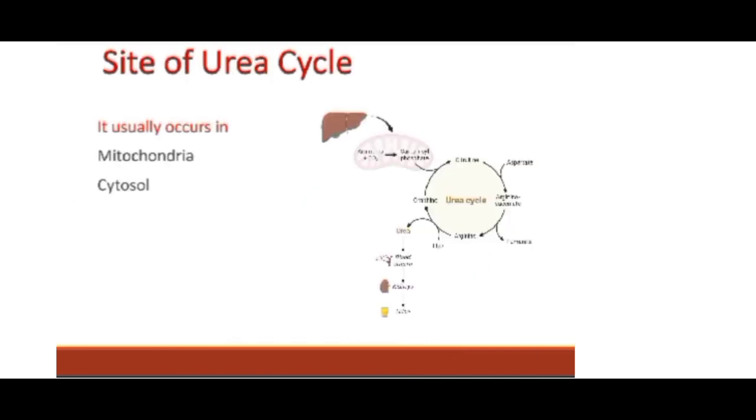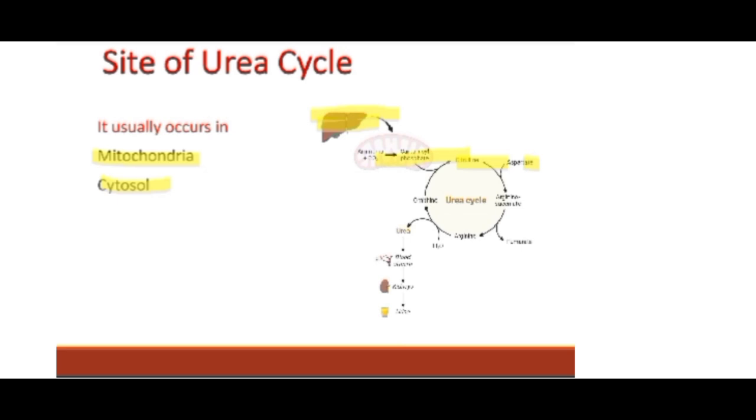Now, the site of the urea cycle. Where is the urea cycle occurring? Basically, the urea cycle occurs in the mitochondria and the cytosol of the liver cells, the hepatocytes. You can see in this diagram that this is the liver and here the urea cycle is occurring. The first two steps of the urea cycle occur in the mitochondria of the liver cells and the remaining occur in the cytosol, because the enzymes responsible for catalyzing the first two steps are present in the mitochondria, while the enzymes responsible for catalyzing the other steps are all present in the cytosol of the liver cells.